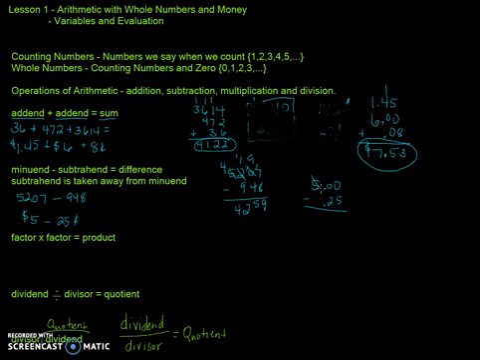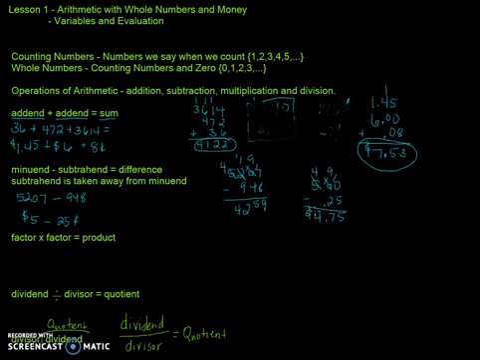Can't borrow here, so we're going to borrow 4. Make this a 10. We still have to borrow again, so this becomes a 9, and that is a 10. 10 minus 5 is 5. 9 minus 2 is 7. 4 minus nothing is 4. So $4.25.